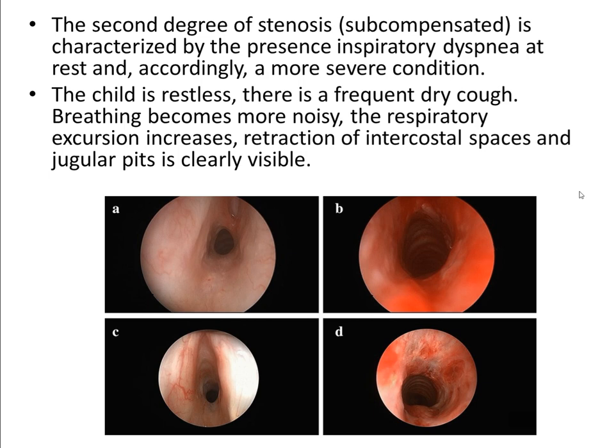The second degree of stenosis is characterized by the presence of inspiratory dyspnea, even when the child is calm without any physical activity. The child is restless, there is a frequent dry cough, breathing becomes more noisy, the respiratory excursion increases, and retraction of the intercostal spaces and jugular pits is clearly visible.